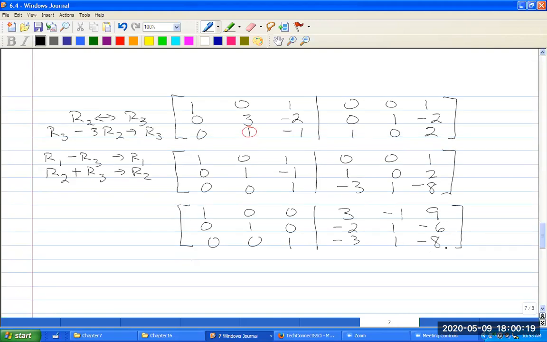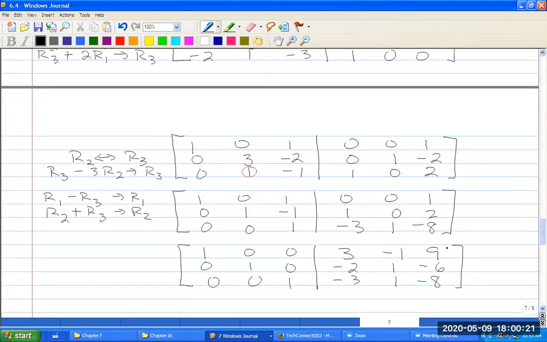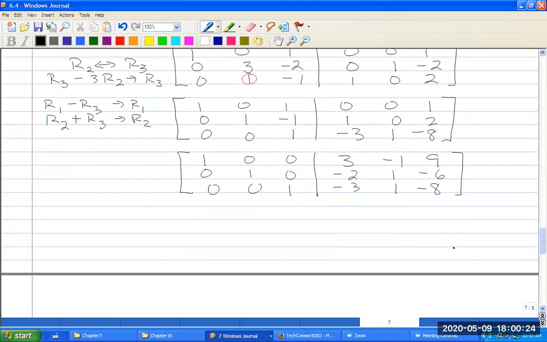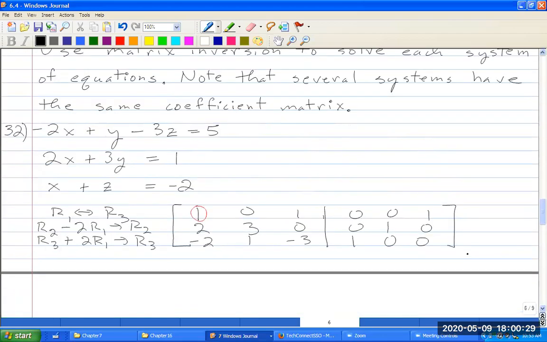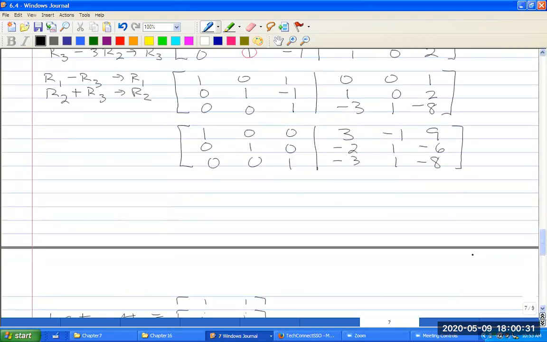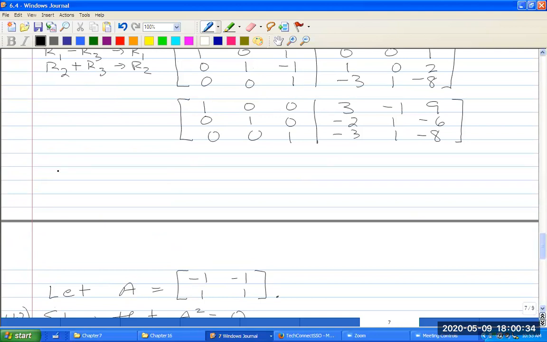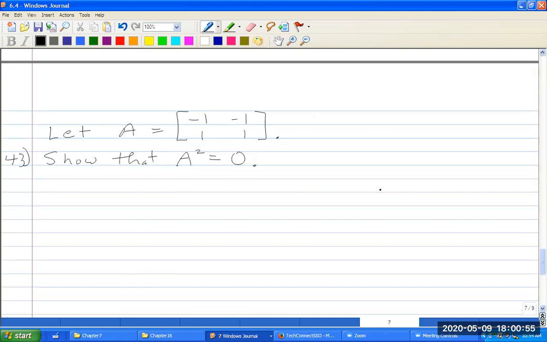And so, now that means that the inverse matrix, the coefficient matrix, well, I didn't call it anything, but let's say that it's called A. So it says that A inverse is 3, negative 2, negative 3, negative 1, 1, 1, 9, negative 6, negative 8. Okay, so now let's determine my solution.